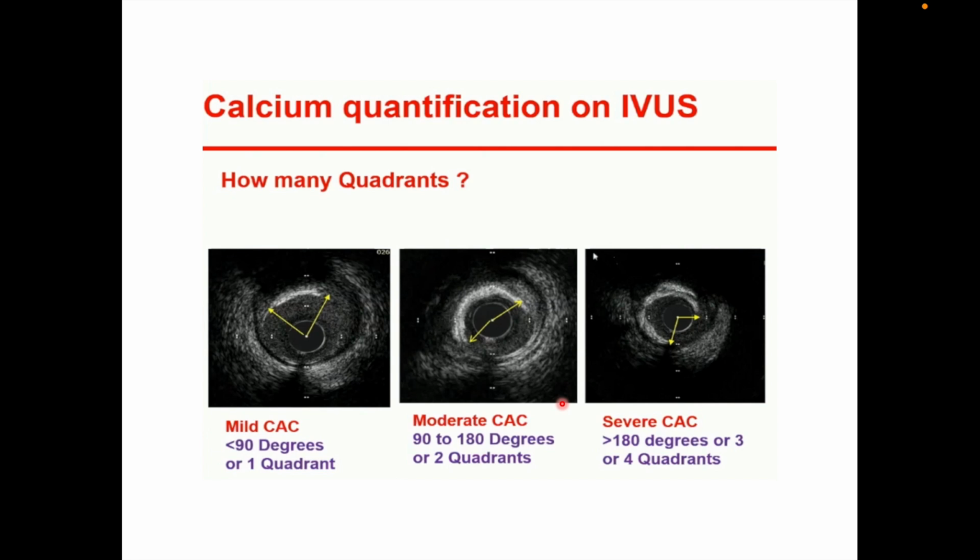So how do you quantify calcification? You can quantify it as mild if it's less than 90 degrees. That's how you measure the degrees. Or you can say that one quadrant is involved. If two quadrants are involved, or it's 90 to 180 degrees, you can say it's moderate calcification. If it's more than 180 degrees, or three or four quadrants are involved, then this is severe calcification.